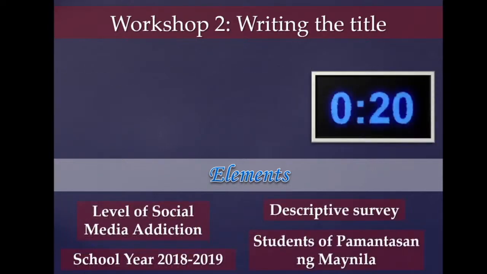All right, let's have another title to write. You have the variable, level of social media addiction, the time period, and the people involved. You need to write the title in a way that such will suggest a descriptive survey research method. How are you going to write the title? Come on, you have 20 seconds to comment your answer. Go.